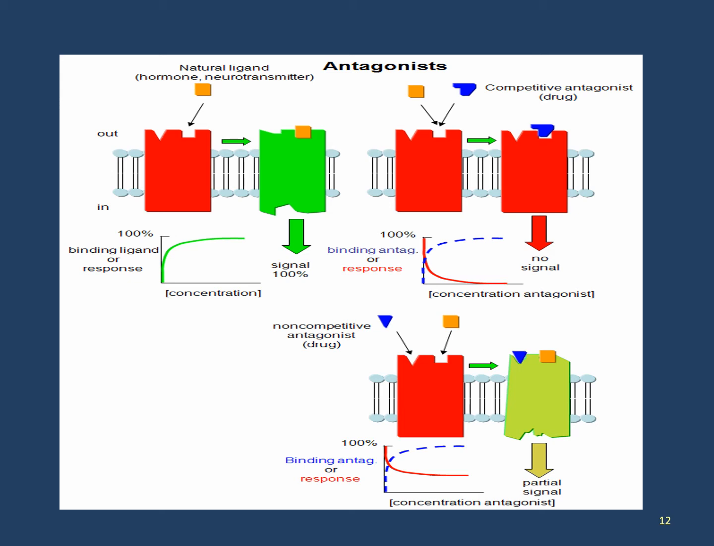So in that case, we still get some vasoconstriction, we still get some response to the angiotensin 2, but it is attenuated by the angiotensin receptor blocker. Agonist and antagonist, you do want to be familiar with them.